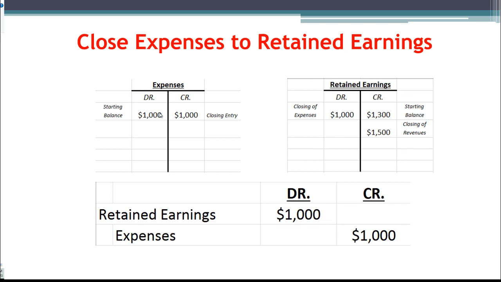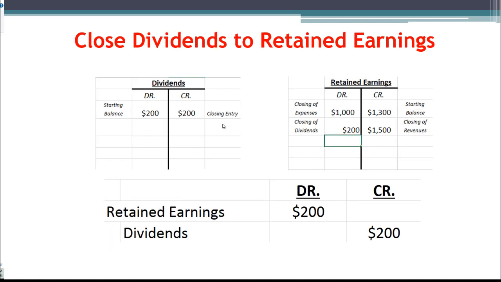The expenses start with a $1,000 debit in this case. So to close it, we do the opposite. We credit it. We're crediting expenses. And then, of course, we need a debit to balance out. So the debit would be to retained earnings. That brings over a debit to retained earnings. Now, dividends, even though they are not an expense, they have the same basic journal entry. They start with a debit, so we have to credit the dividends for that same amount to zero it out. So credit dividends, debit retained earnings to close it out.